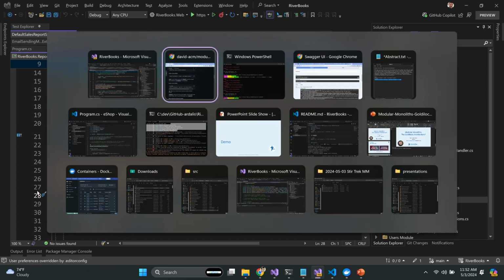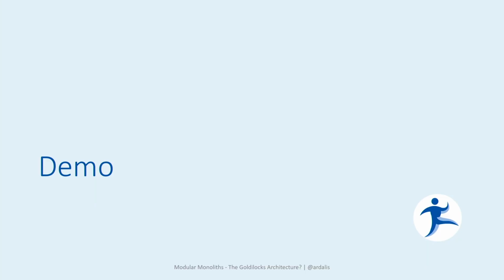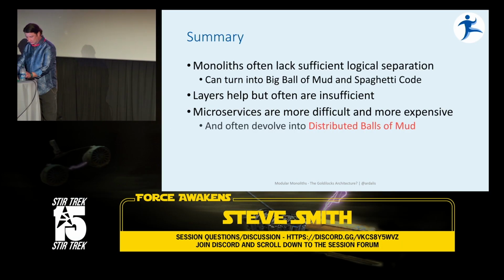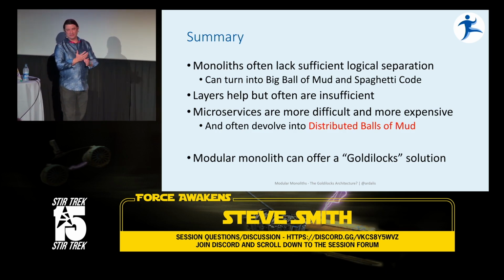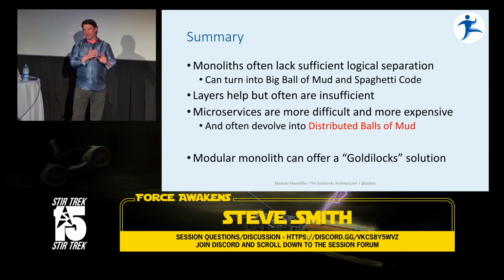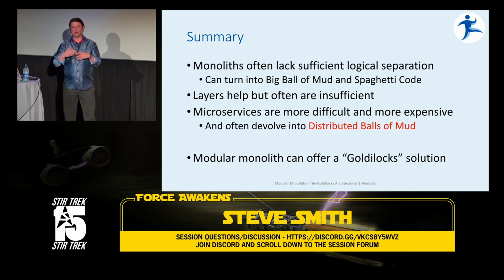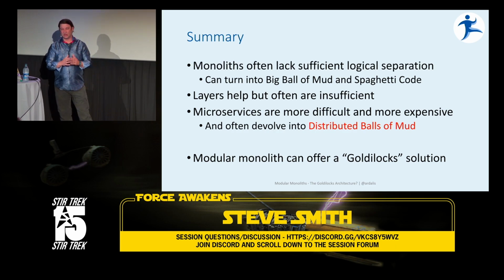All right. Let me jump back to slides for 1 second, see what else we had here. So the thing about monoliths is that oftentimes they don't have any of this modularity. They only have layer separation, which is not sufficient. Microservices can solve this problem. They force modularity on you, which is one of the nice features of them, but they have a lot of downsides and they can be overkill for your needs.